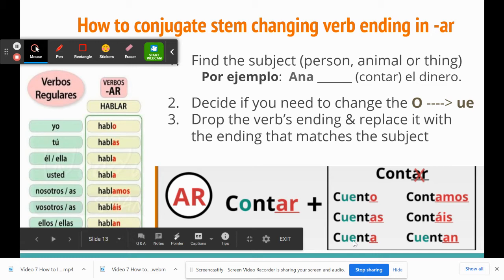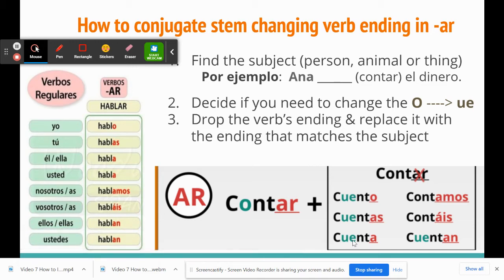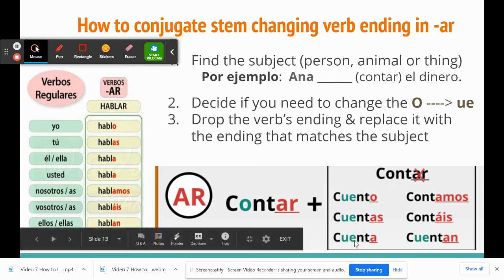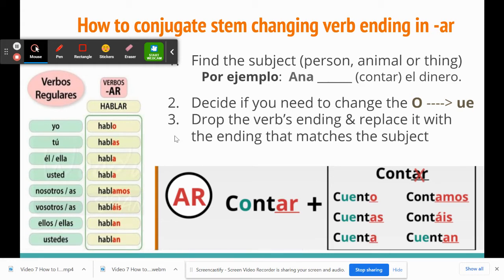So you may say, Señora, I'm clear about changing the O to UE, I'm clear about finding Ana, but I'm not sure where you got that A at the end of the verb from. Well, remember AR verbs? For example, the verb hablar: when we say hablar, we're saying to talk. We're not saying who's doing the action.